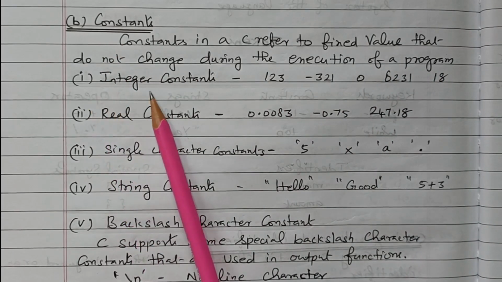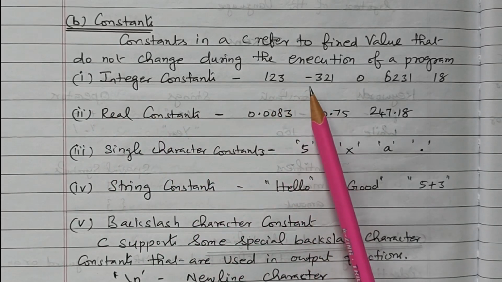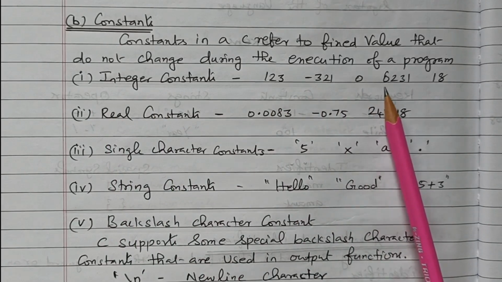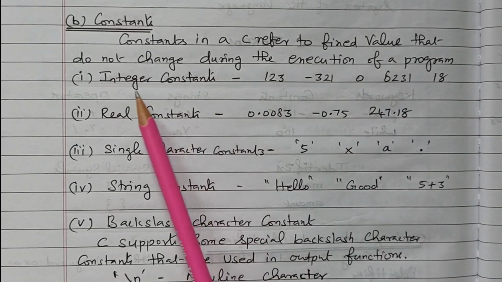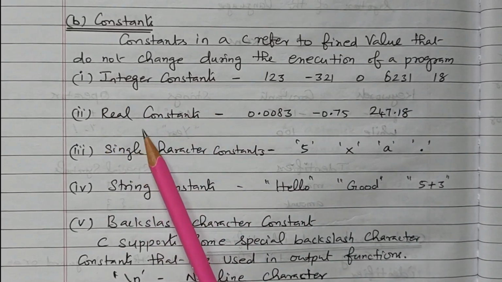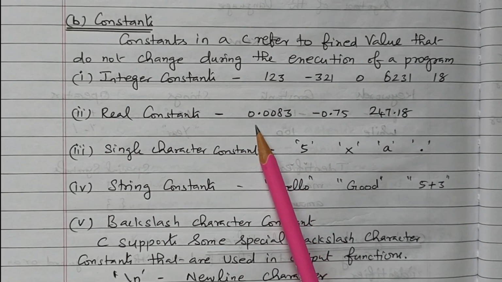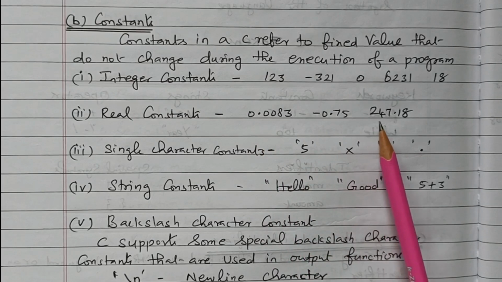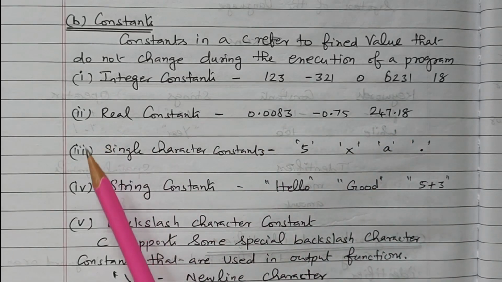The first one is the integer constant. Integer means whole number: 123, minus 321, 0, 6231, 18. These are all constants coming under the integer constant. Real constant means the decimal point is available: 0.0083, minus 0.75, 247.18. These are all called real constants.